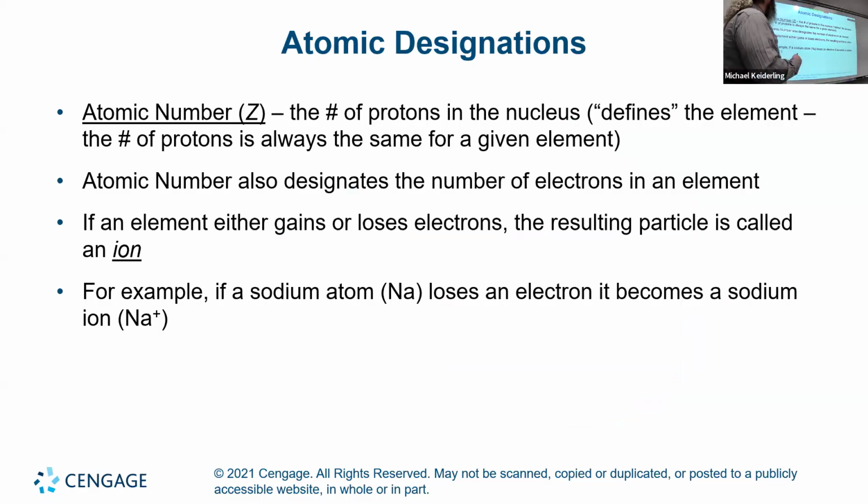If an atom either gains or loses electrons, the resulting particle is called an ion. So you may have heard about various ionic things or ionized things. That just means gaining or losing electrons. So for example, if a sodium atom loses an electron, it becomes a sodium ion. If a chlorine atom gains an electron, it becomes a chlorine ion. Then they're attracted to each other, and that's how you get salt.